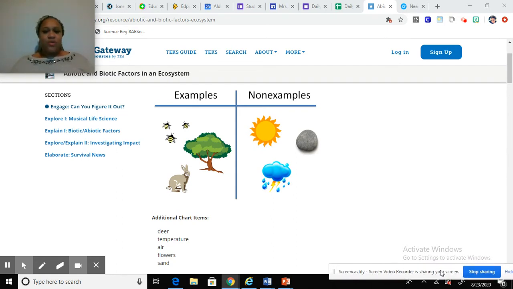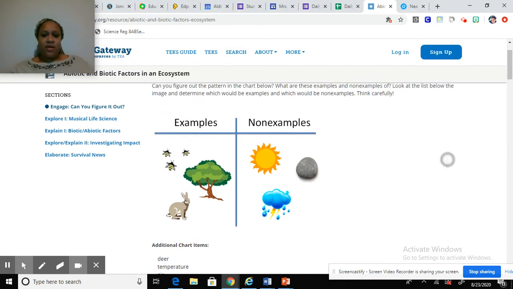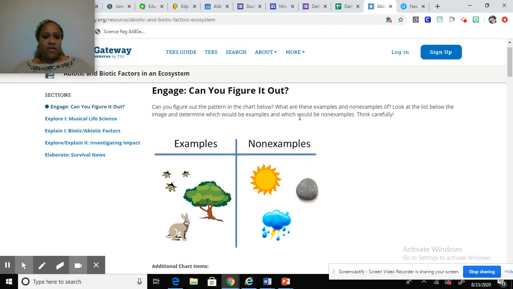All right, so we're going to talk more about abiotic and biotic factors, and I feel like right now, y'all got it, okay? So we're going to just go through it really quickly. I want you to look here at this T-chart, okay? We have examples, we have non-examples. I want you to look at the directions.